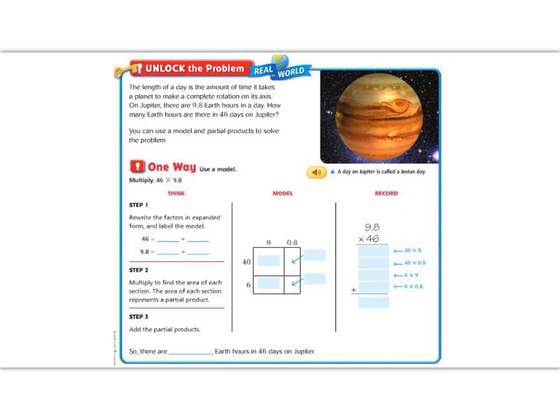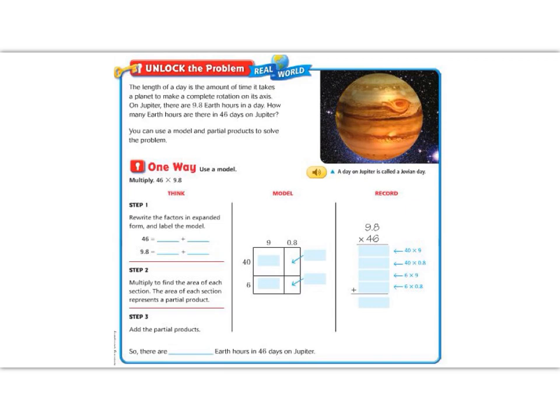Today's Unlock the Problem has to do with the planet Jupiter. Let's read the Unlock the Problem. The length of the day is the amount of time that it takes a planet to make a complete rotation on its axis. On Jupiter, there are 9.8 Earth hours a day. How many Earth hours are there in 46 days on Jupiter?